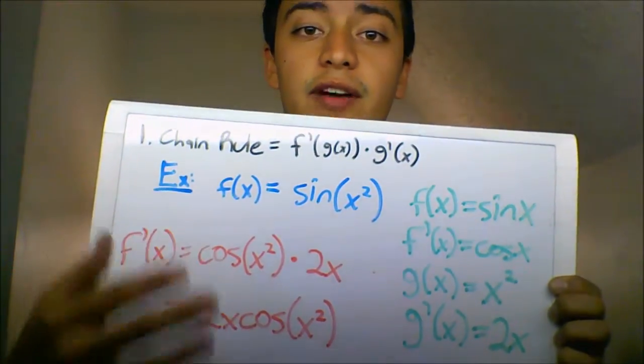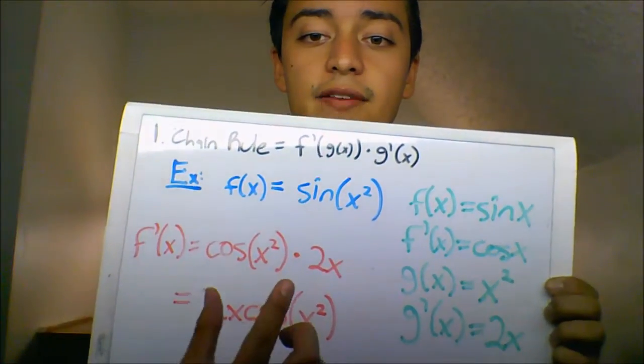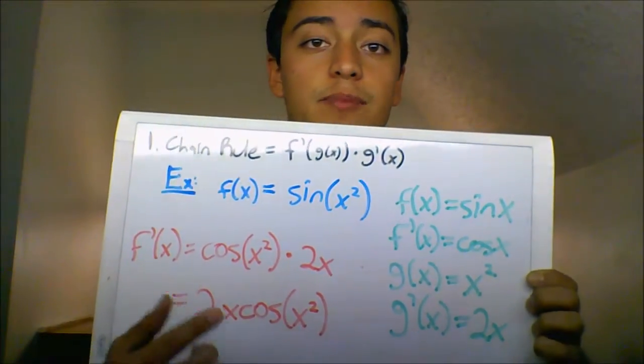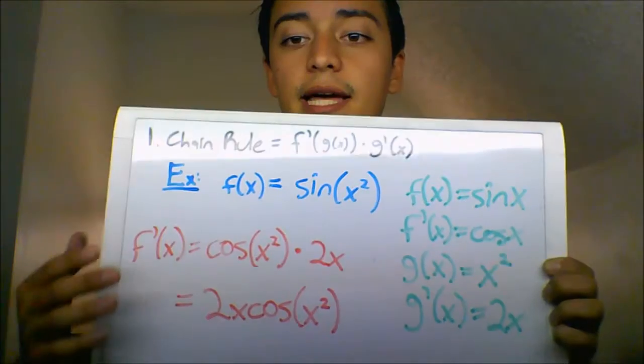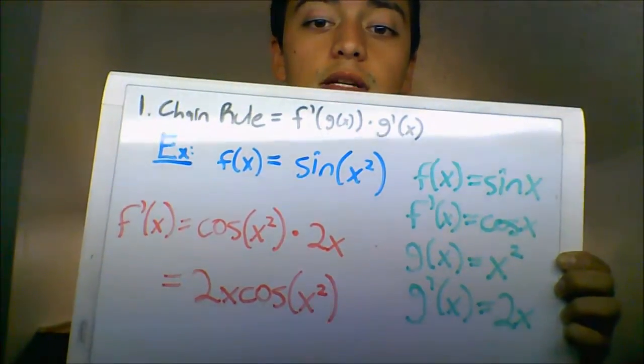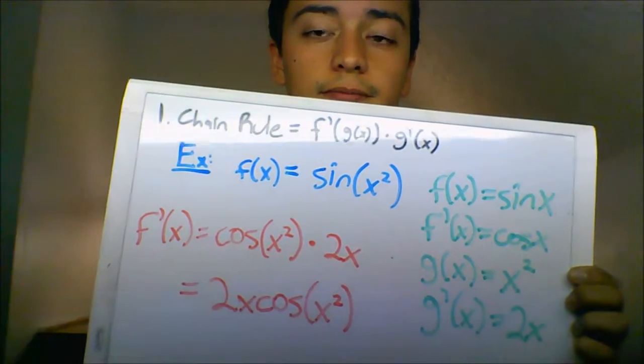to find the derivative of f and plug in g of x, so we have cosine of x squared, and then we're going to multiply that by g prime of x, which is 2x. In the end, the derivative for this function would be 2x cosine x squared.